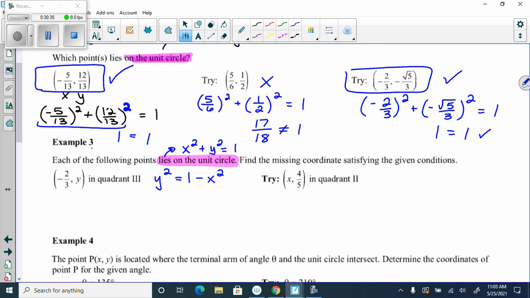All right. So we're going to go y squared equals 1 minus (-2/3) squared. So type this in and get a fraction. Y squared equals... Type it in and get a fraction. We don't want decimals here.